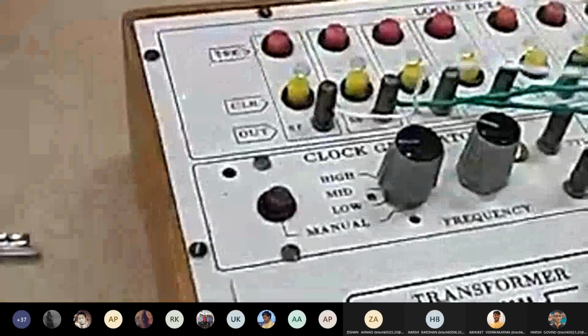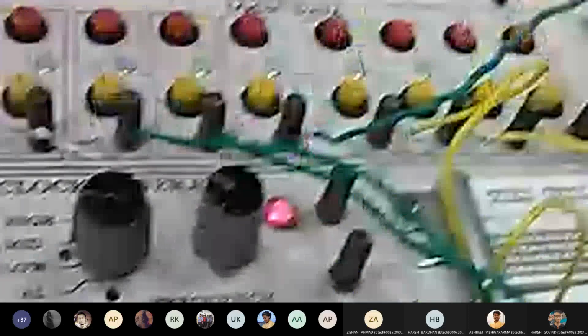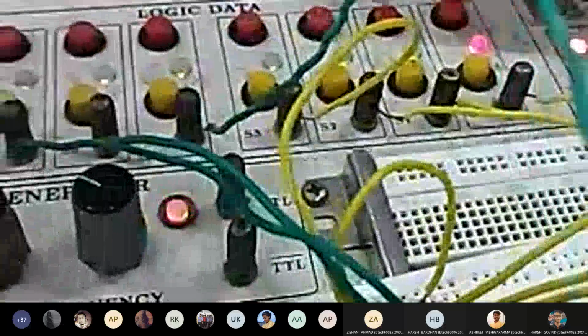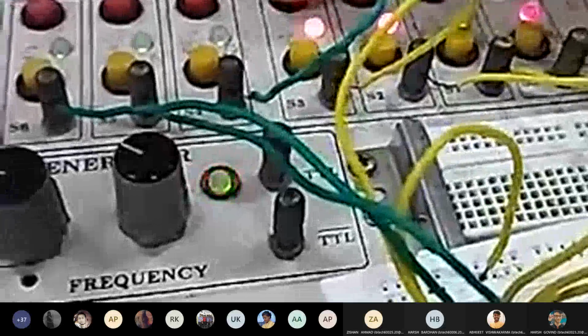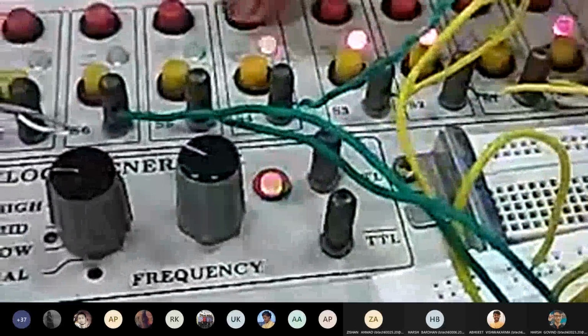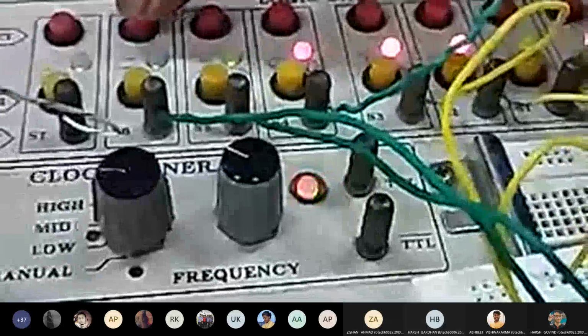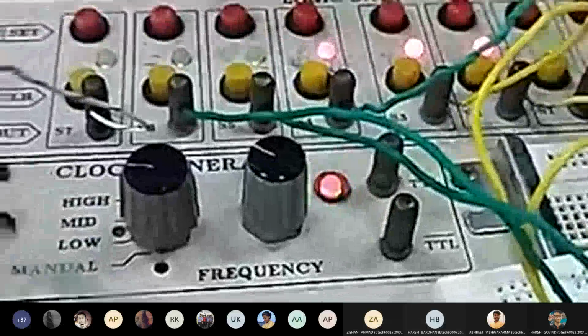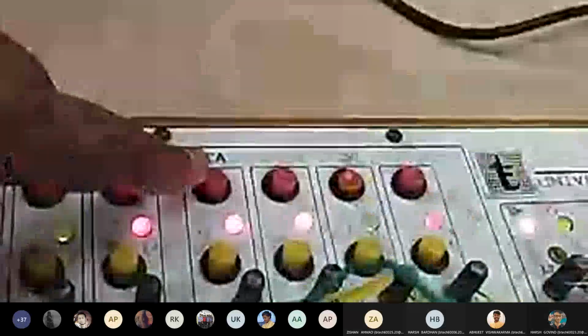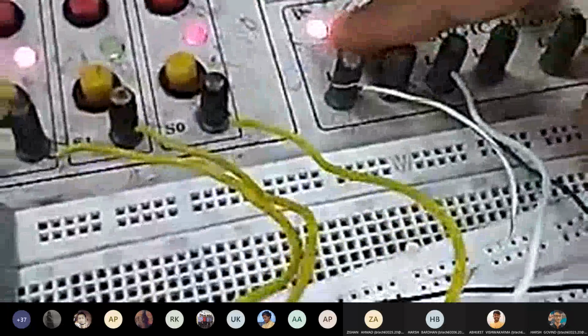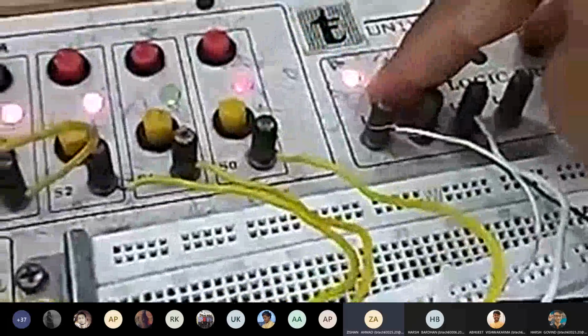Okay, there was a network issue. Now A0 is 1, A1 is 0, A2 is 1, A3 is also 1. Now B0 is 1, B1 is 0, B2 is 0, and B3 is 1. So all the values we have given are 1001 and 1101. Where is it glowing, can you see? First LED. The first one, that means A is greater than B.